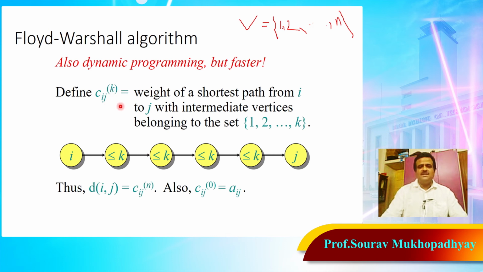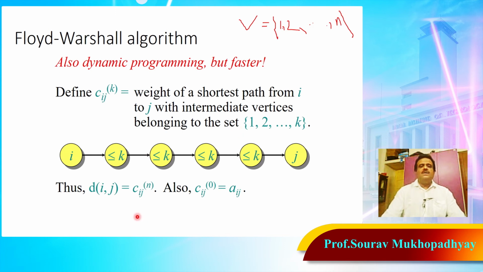So, C_ij^k is the weight of the shortest path from vertex i to vertex j with the intermediate vertices belonging to the set. There will be no vertex whose number is more than k. All the vertices we visit in the path from i to j must be less than or equal to k. That is the restriction, and among all such paths we take the minimum one, and that is our C_ij^k, the weight of the shortest path under such restriction.